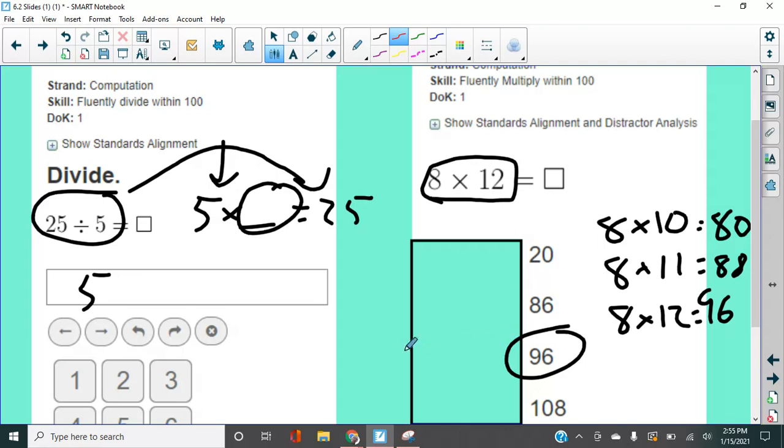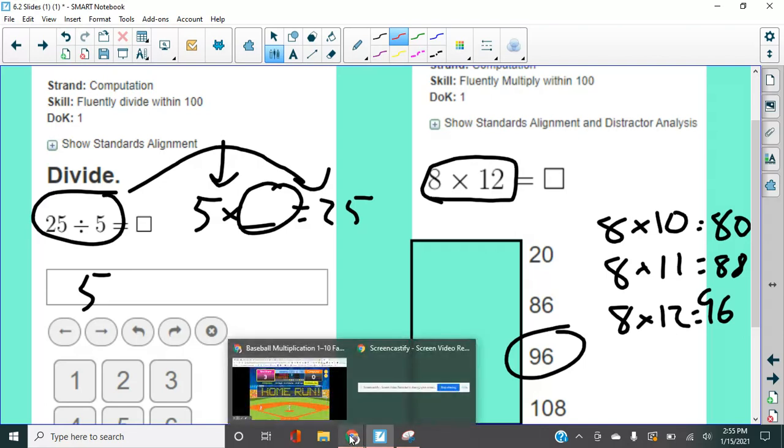All right, third graders, good luck with baseball multiplication. You're going to send me a screenshot of how your game went. So I look forward to it. Hopefully you get a lot of home runs. All right, good luck.